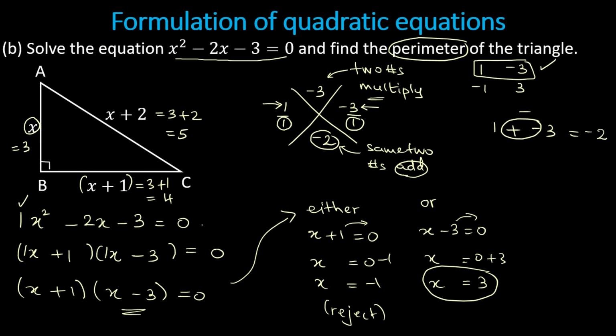So now we can easily find the perimeter of the triangle. We start with 3 plus 4 plus 5, and this gives 12, of course, centimeters, right?